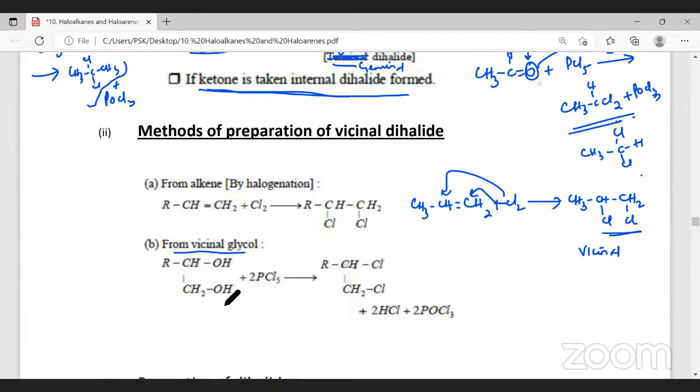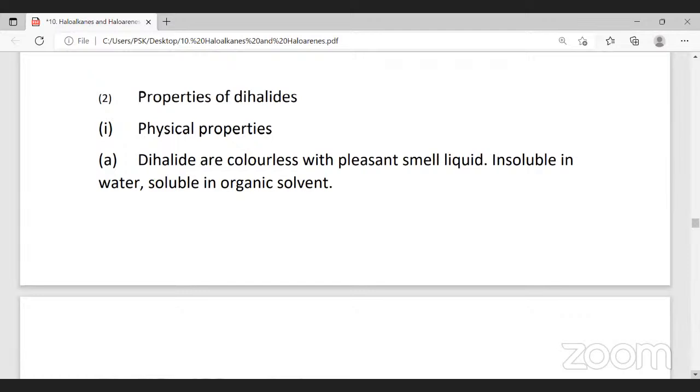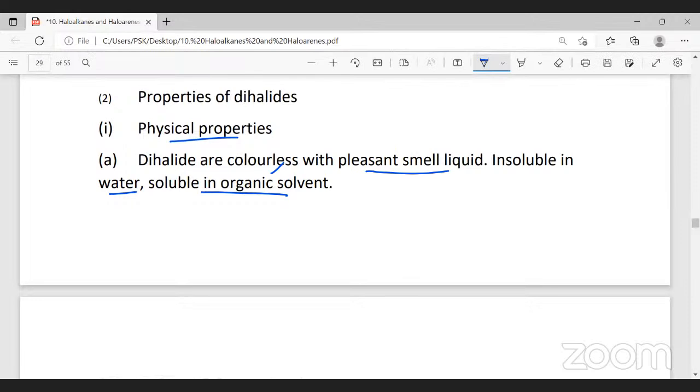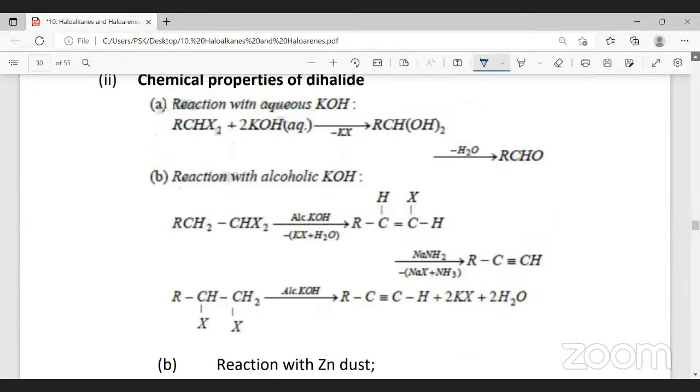So in this glycol, the OH groups are replaced by Cl. When these are replaced by Cl, you get a vicinal dihalide. The byproducts are 2HCl and phosphoryl chloride. Now, the properties of dihalides. What are the physical properties of dihalides? Dihalides are colorless with a pleasant smell. They are insoluble in water and soluble in organic solvents.